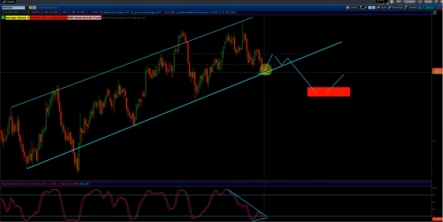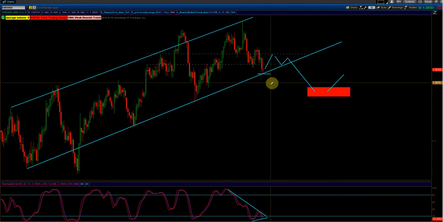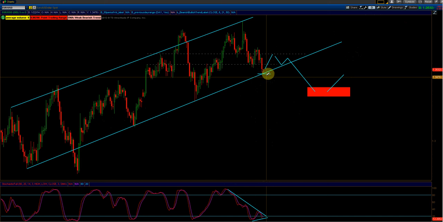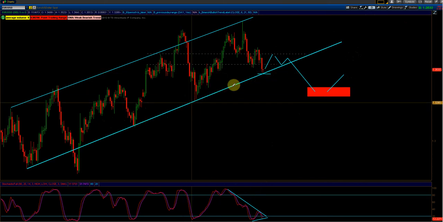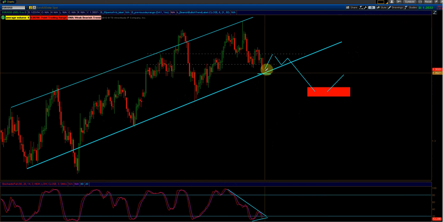So that's really it. I think this is a great opportunity to take a long. It has a great risk reward. We have these two daily candles showing a long wick on the downside, meaning the candles just couldn't close when close to this lower channel line, this ascending trend line. So take your trade here.